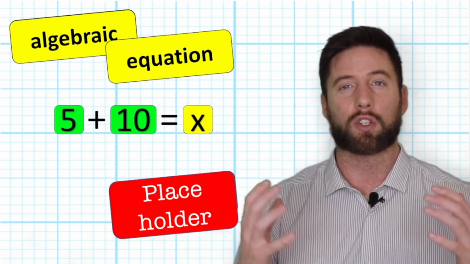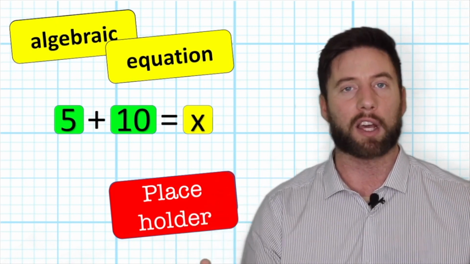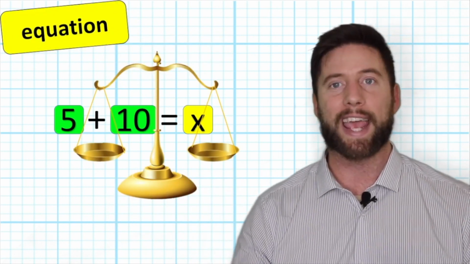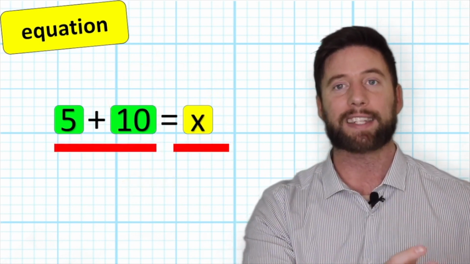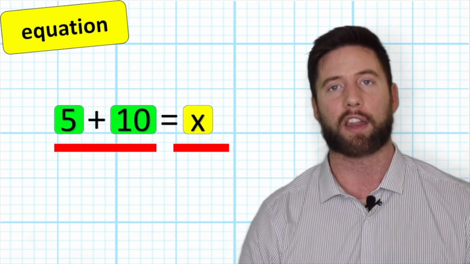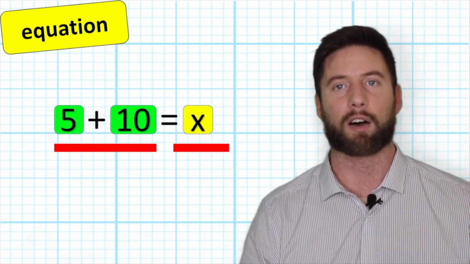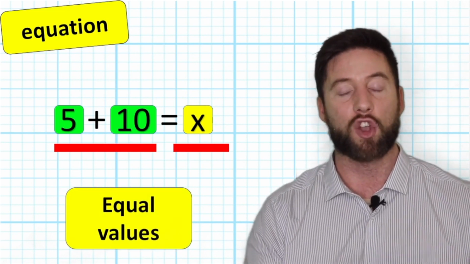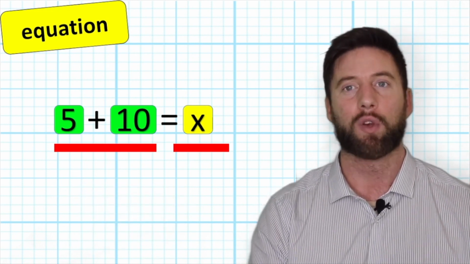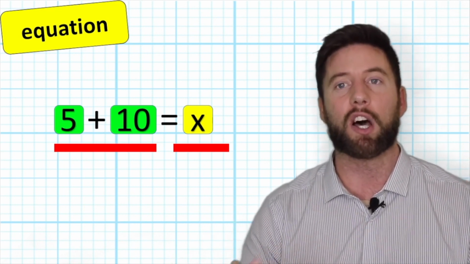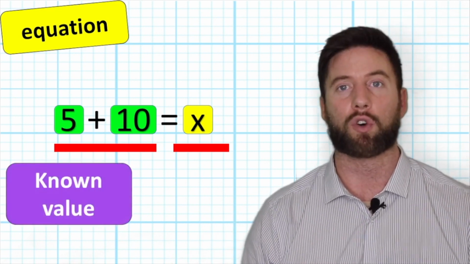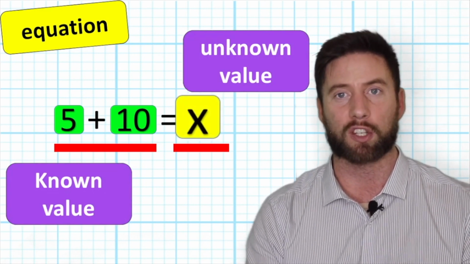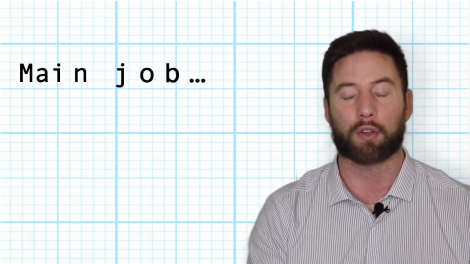An equation is just a mathematical term meaning both things are equal. Both things on either side of the equal sign are equal. So it is saying that everything on this side of the equal sign has the same value as everything on this side of the equal sign. So in this example, the equation is telling us that what's on this side, 5 add 10, the known value, has the same value as what's on this side, which is the unknown value that we are going to call X.